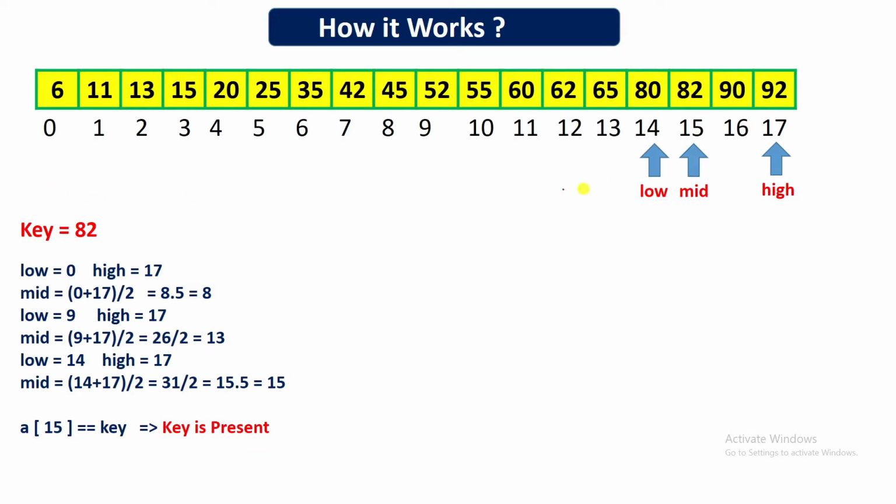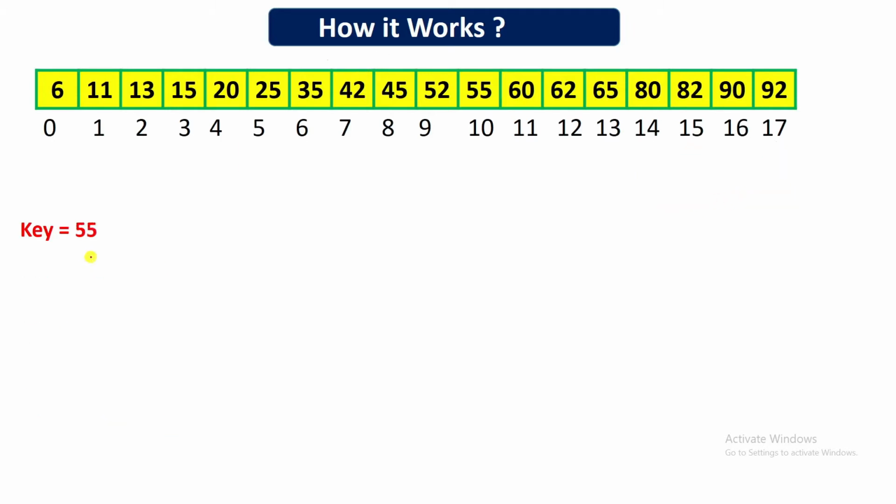In this whole example, your low pointer was going in this side. Now let's see another example in which low and high both will change. Let's say you have to find the number 55, and 55 is present in this array here. So your output should be yes, 55 is present.